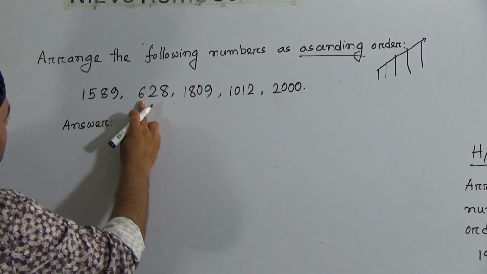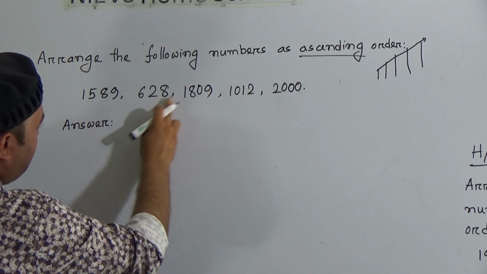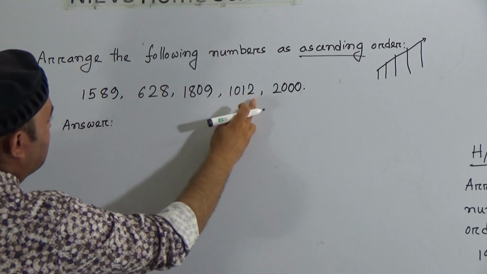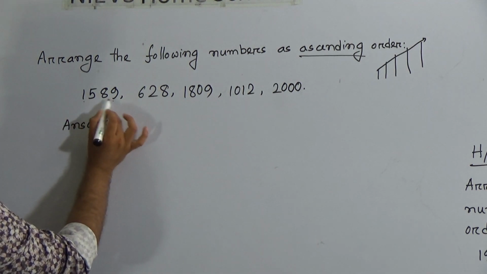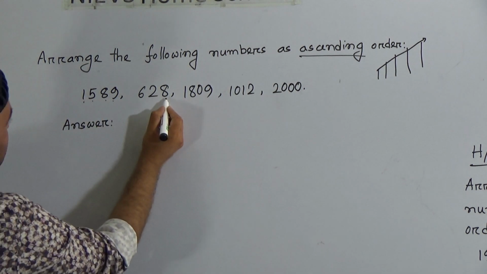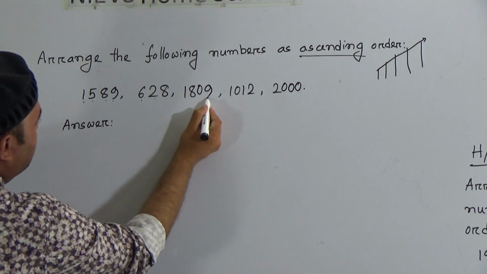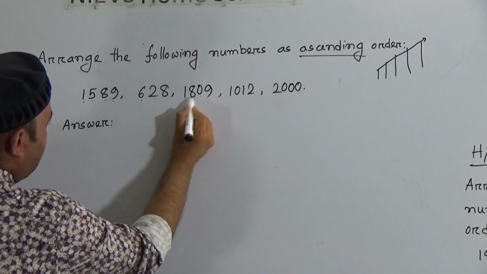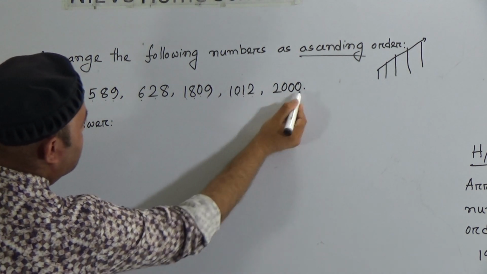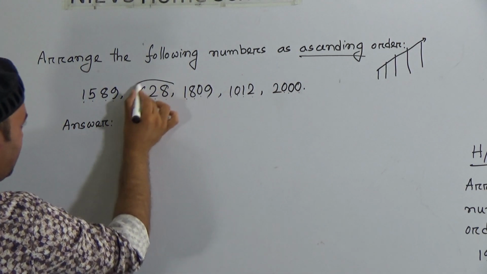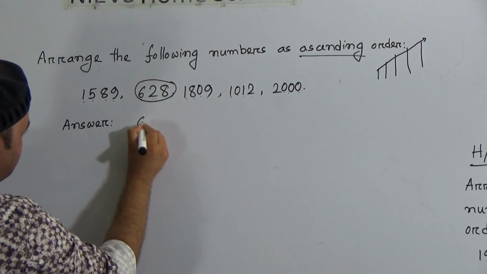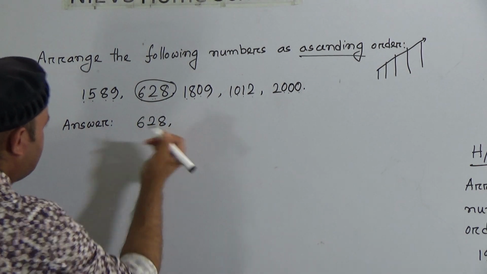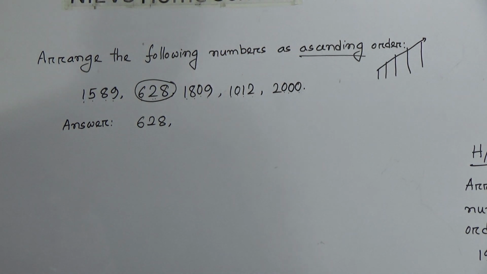Here are some numbers: 1589, 628, 1809, 1012 and 2000. First of all, you have to find which one is smaller. Here we have ones, tens, hundreds, thousands. 628 has three digits, that means ones, tens and hundreds. So 628 is the smallest among these numbers.